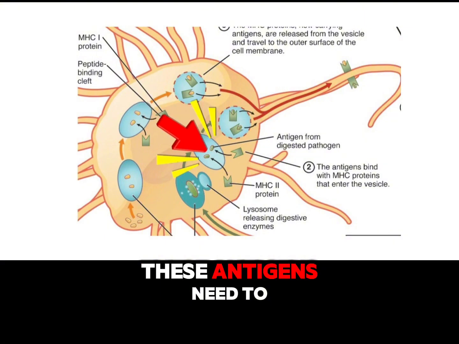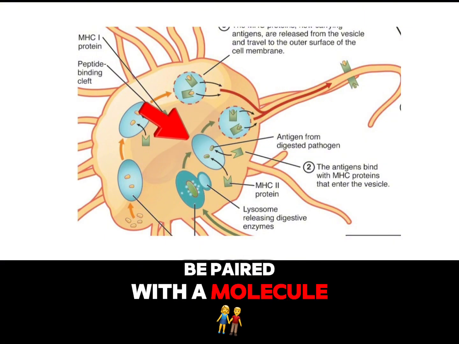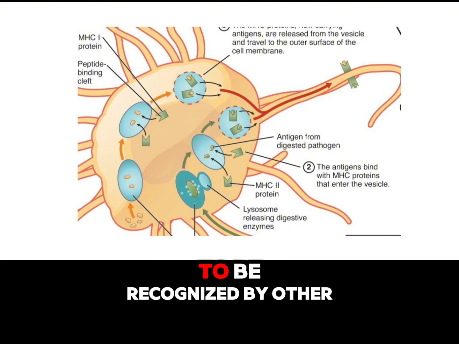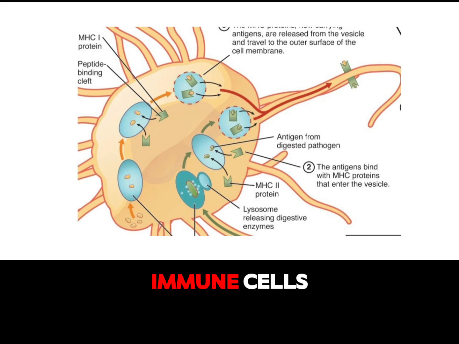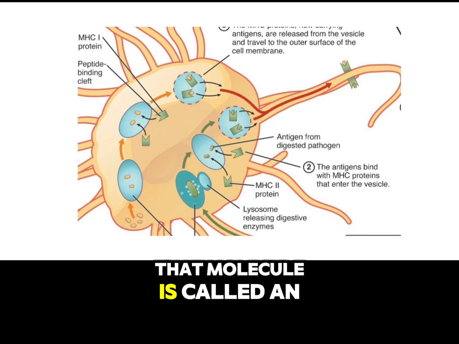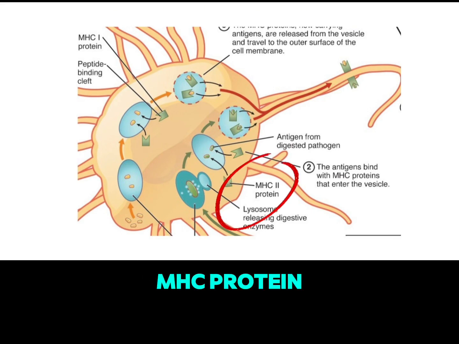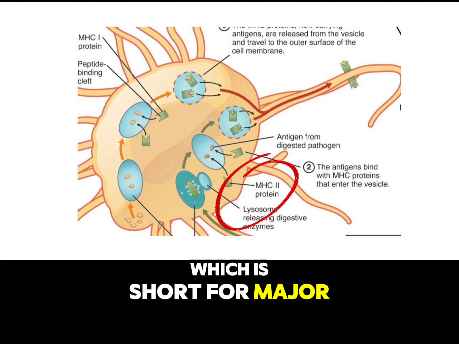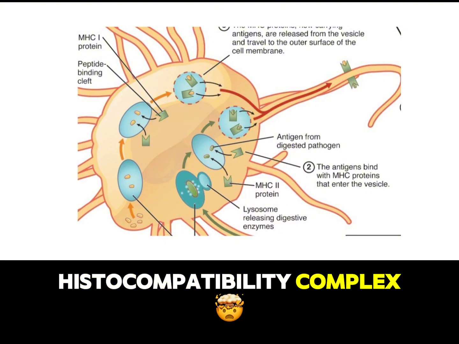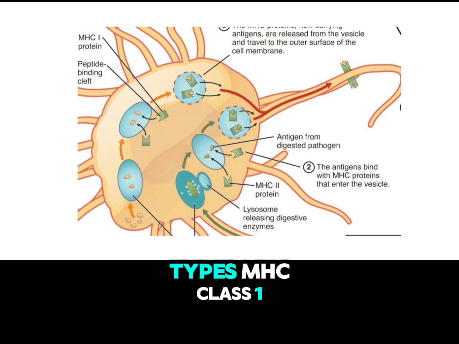Next, these antigens need to be paired with a molecule that will allow them to be recognized by other immune cells. That molecule is called an MHC protein, which is short for major histocompatibility complex. There are two main types, MHC class 1 and MHC class 2.